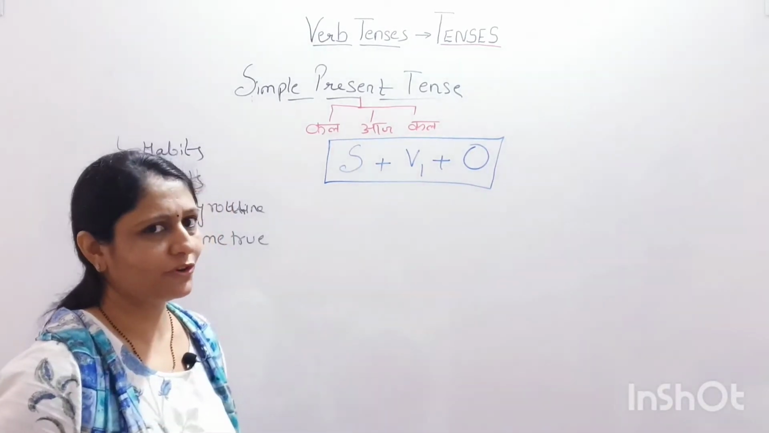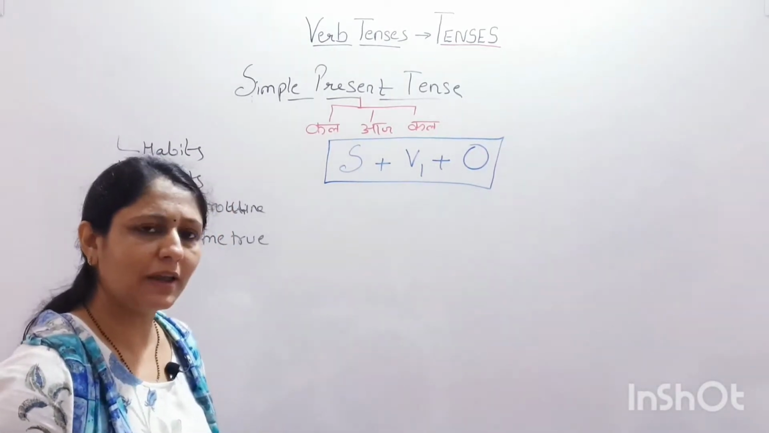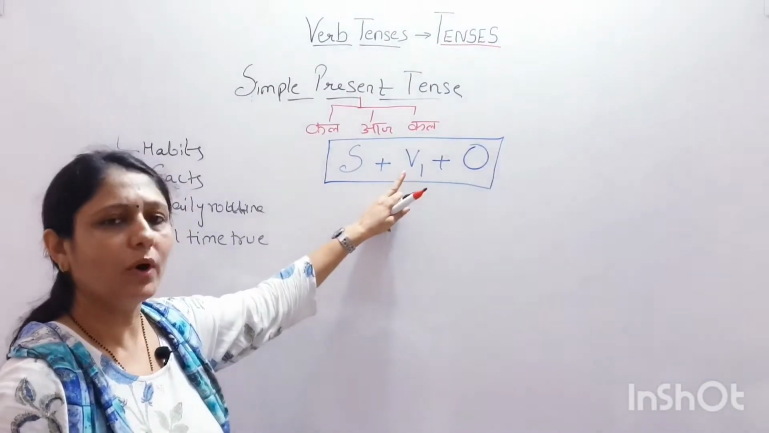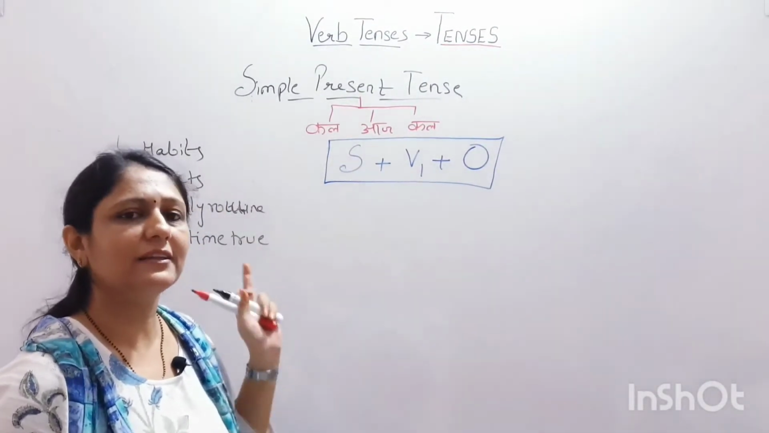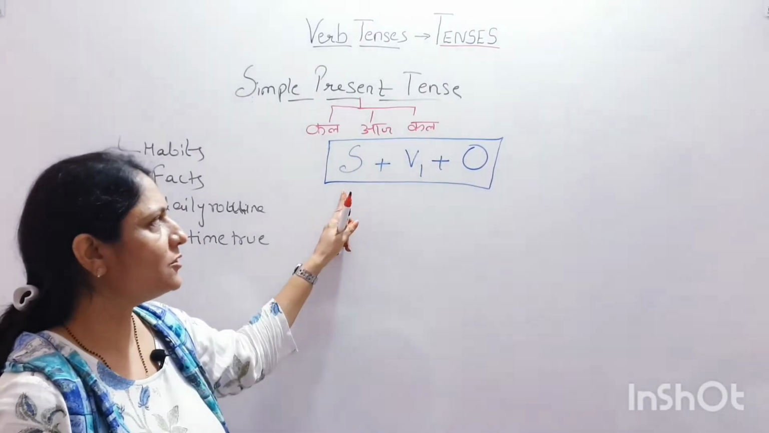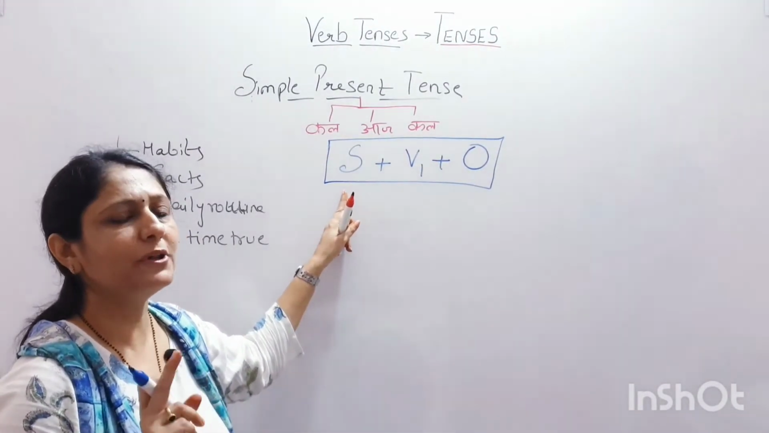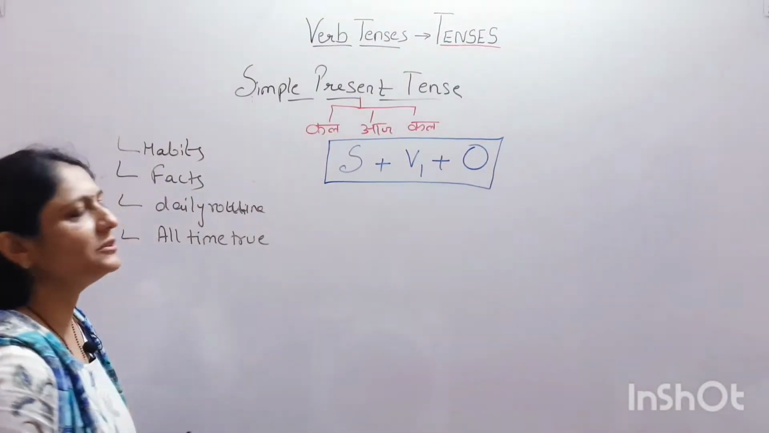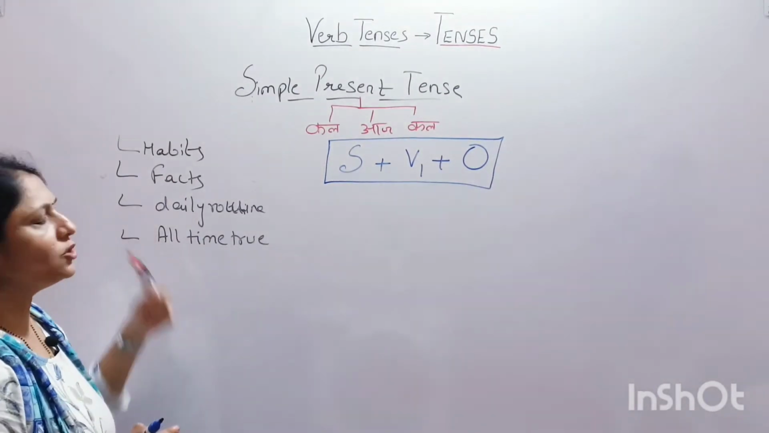So if you want to refer to it again, you can go back to my last video and study what the main verbs and the helping verbs are. So this is the formula for simple present tense. Now let's talk about some examples. Let's talk about a habit.